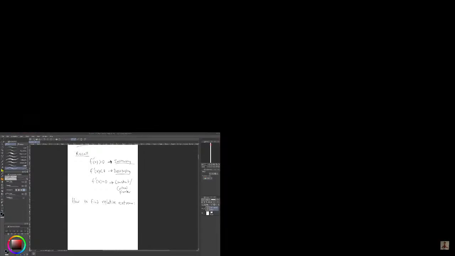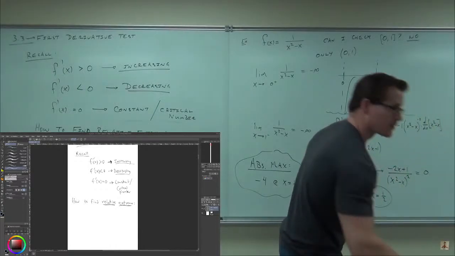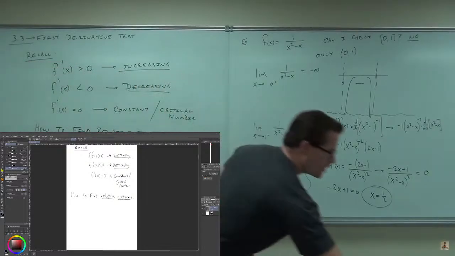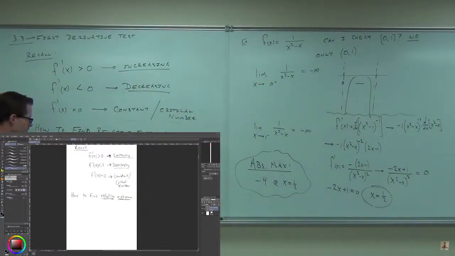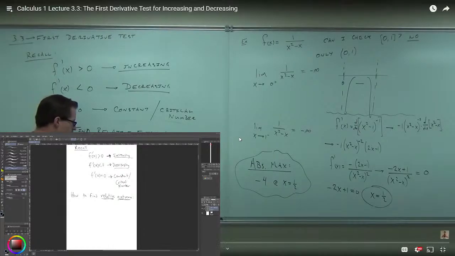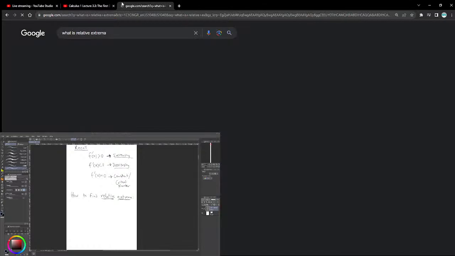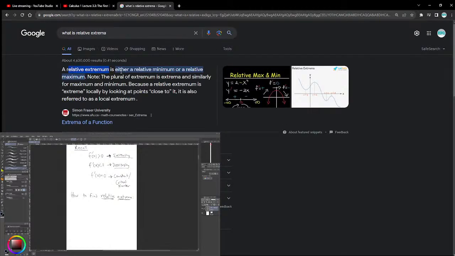It's horrible. How to find relative extrema. Here is what you're going to do. You're going to do something called the first derivative test. That's what this is to do. So, first derivative test. A relative extremum is either a relative minimum or a relative maximum. Plural of extremum is extrema, and similarly for maximum and minimum.